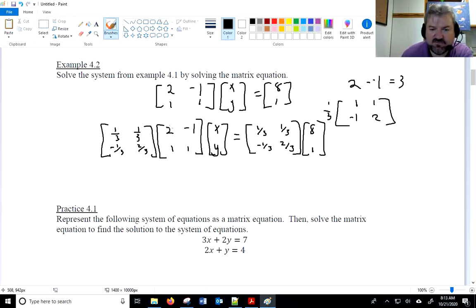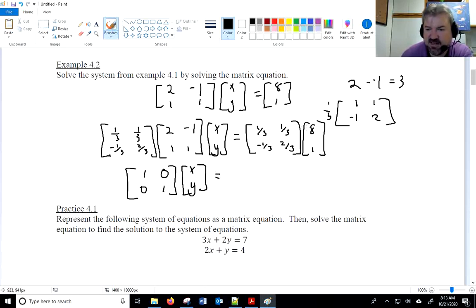Okay, so 1/3 times 2 is 2/3. 1/3 times 1 is 1/3. 2/3 plus 1/3 is 1. Then -1/3 plus 1/3 is 0. -2/3 plus 2/3 is 0. Positive 1/3 plus 2/3 is 1. So that's our identity matrix.